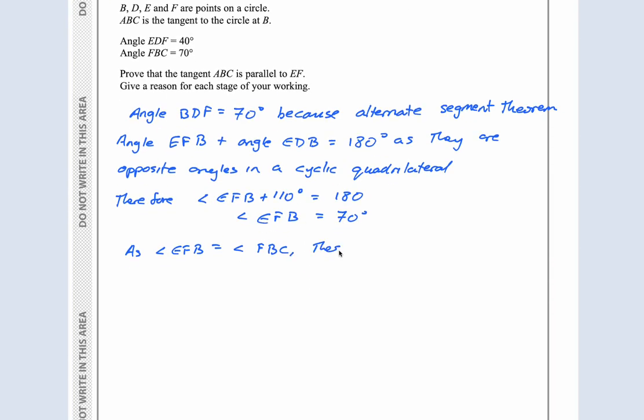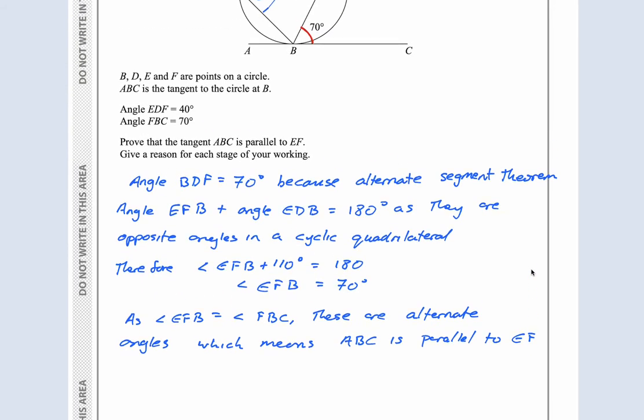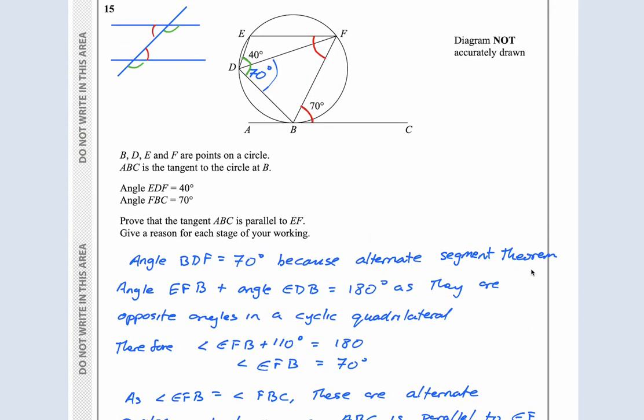These are alternate angles, which means ABC is parallel to EF. Okay, so yeah, do you need to write all that? Pretty much you do, guys.